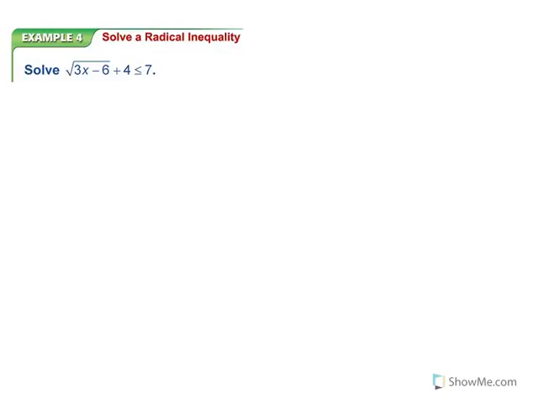Okay, example 4, we're going to solve the square root of 3x minus 6 plus 4 is less than or equal to 7. Since we have a square root, the index is 2, which is even, so we have to find all the values that make the inside non-negative. We first set 3x minus 6 greater than or equal to 0, and solve that to identify the values of x for which the left side of the inequality is defined. So we're going to add 6 to both sides.